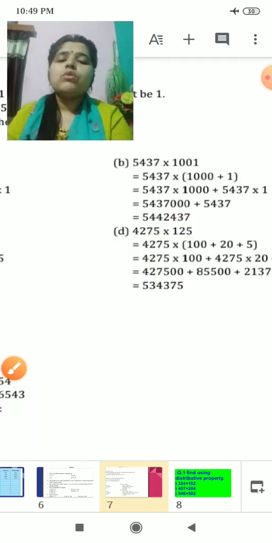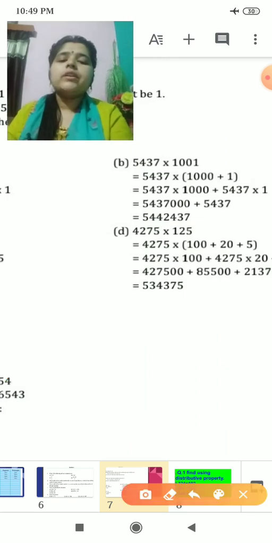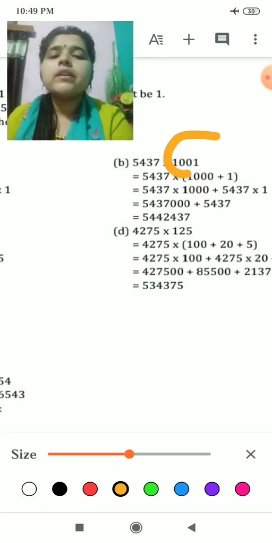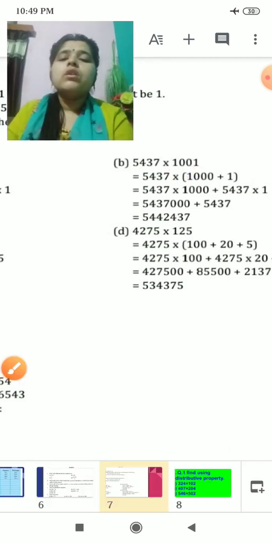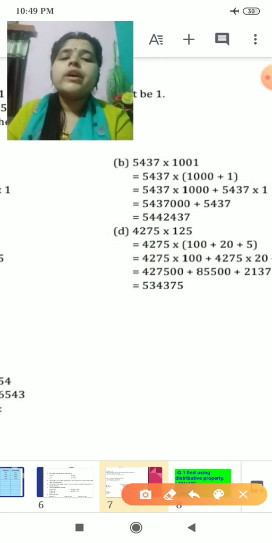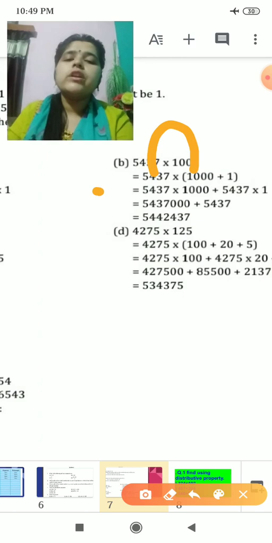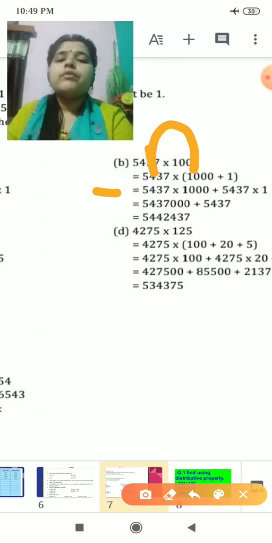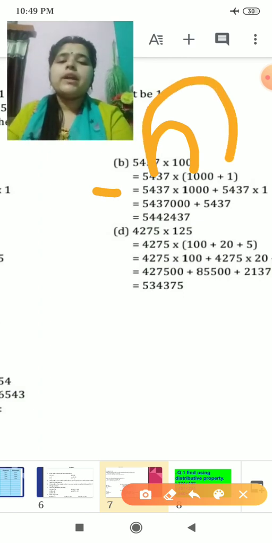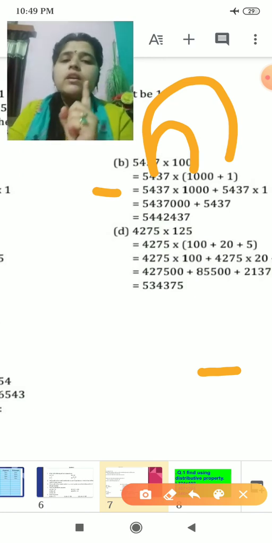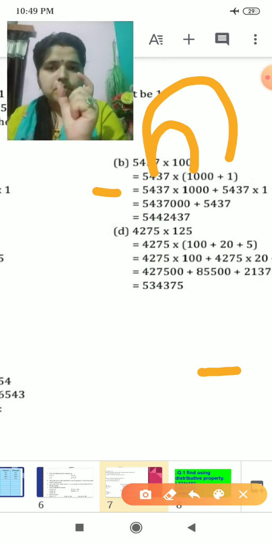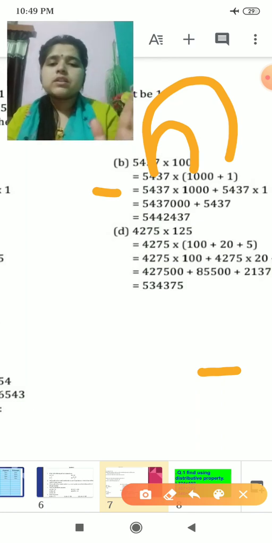same way we will do our B part. What they have done here, we were having the back number 1001, so they have changed 1001 into 1000 plus 1. Now they are multiplying. 5437 is getting multiplied with 1000 in the second step. Now 5437 is getting multiplied with 1. Now when we multiply any number by 100, 1000, 10, what we are having is that number, and the 0s the other number is containing.